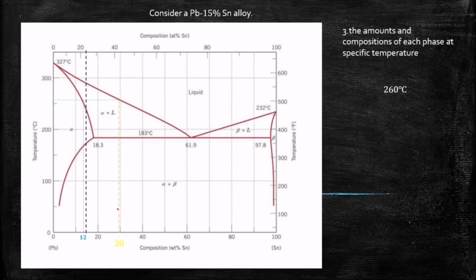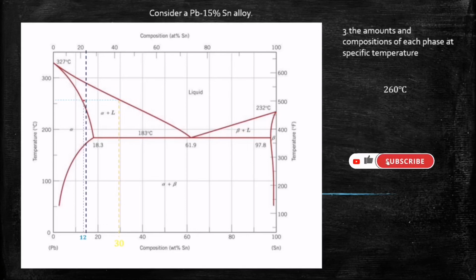Now, after getting this, this represents composition. So we have 12 weight percent of tin for alpha, and 30 weight percent of tin for the liquid. Now, for us to find the amount, you're going to use something called the lever rule. What is this lever rule? The lever rule will help us to find the amount of each phase. We have two phases here, the alpha and the liquid phase. How do you find the amount of it?